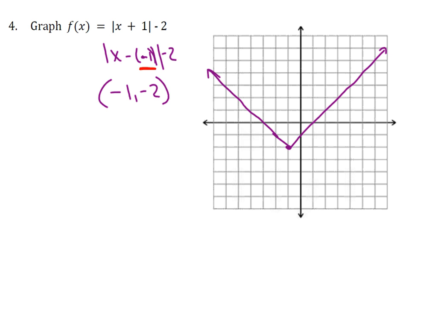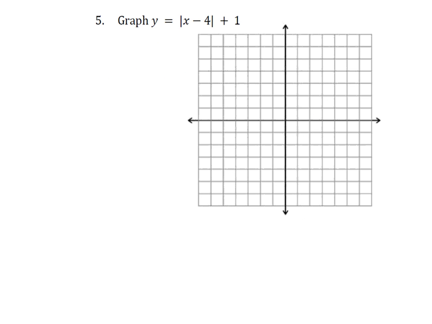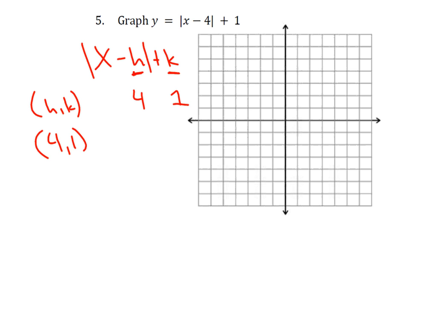Whatever this is, that's going to be what my vertex is. X minus something, then plus or minus on the outside. So x minus 4 plus 1. Remember, it's x minus h plus k. H and k are your vertex. They're your ordered pair for your vertex. So in this case, this is 4, this is 1. So that becomes my vertex, 4, 1. It's the opposite of what you would think for the x value and exactly what you would think for the y value.